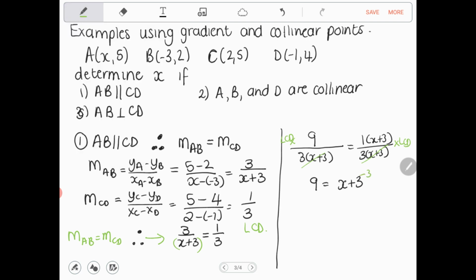And I'm going to subtract 3 from both sides, and I'm going to end up with x is equal to 6. So if AB and CD are parallel, that means that x would have to be 6. All right, then the next one says if A, B, and D are collinear.